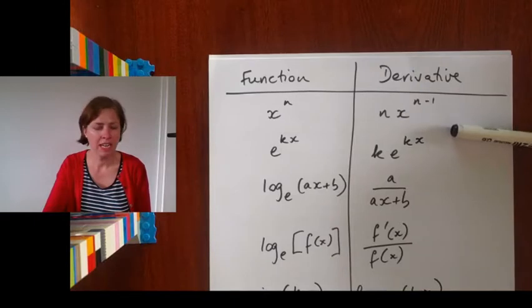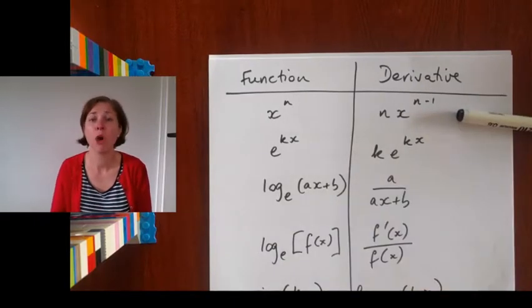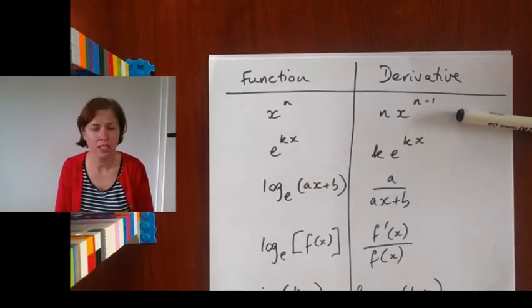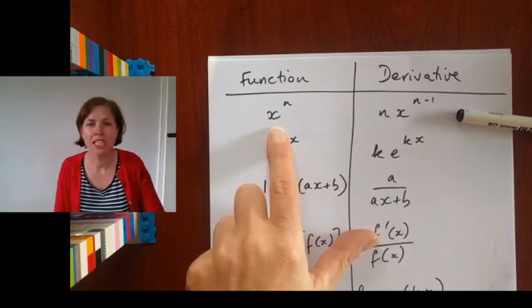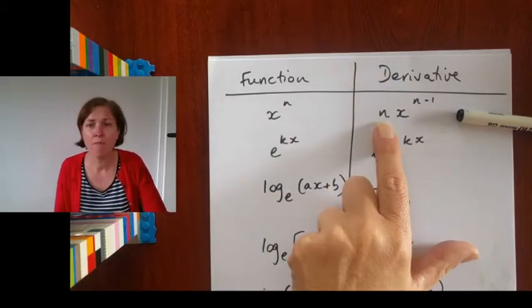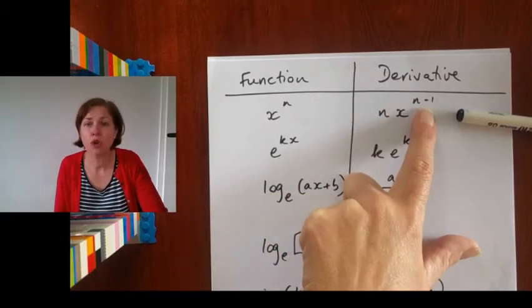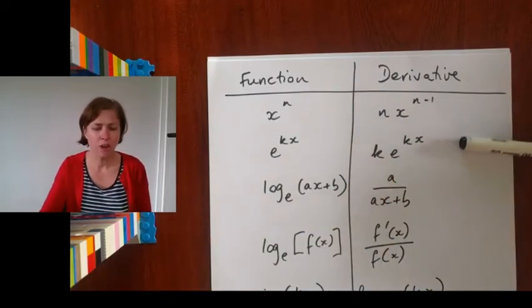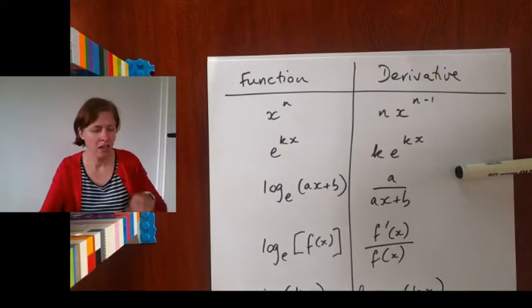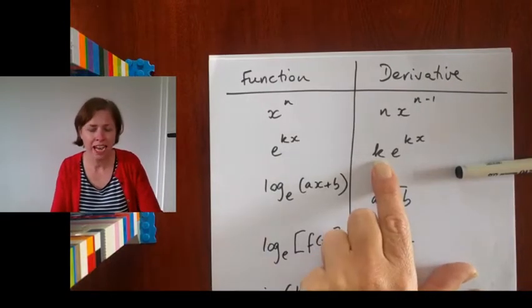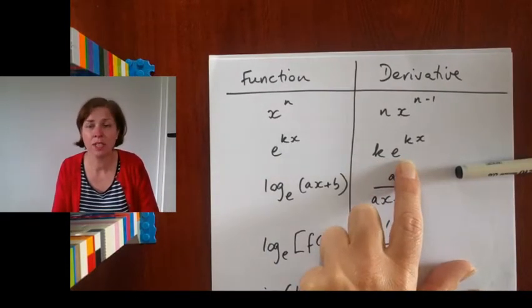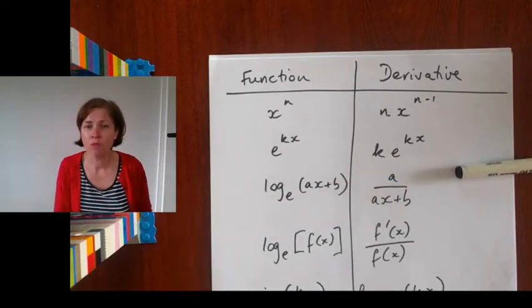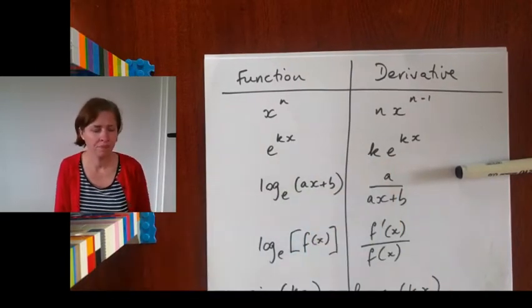The first one is our rule for polynomials and power functions, where if my function is x to the power of n, then I multiply by n and I subtract 1 from that power to find the derivative. For my exponential function, e to the kx, I multiply by that constant k, and then the rest just stays the same. This is a beautiful one, so easy. E to the power of kx is its own derivative, but I just get this extra constant.